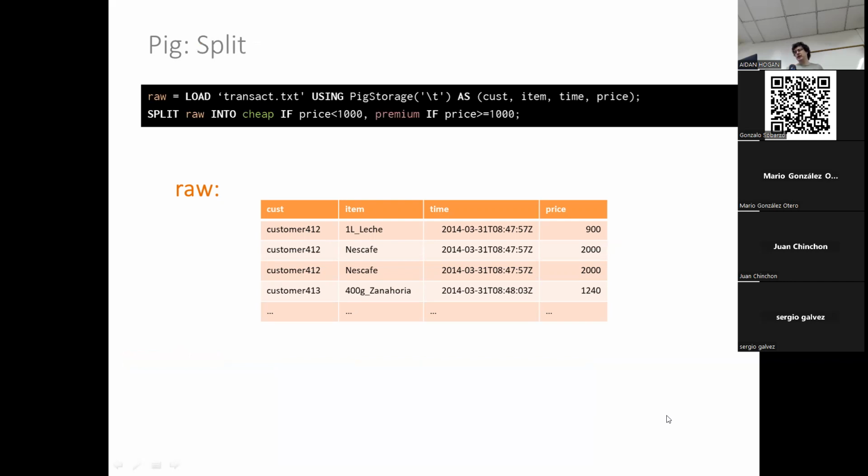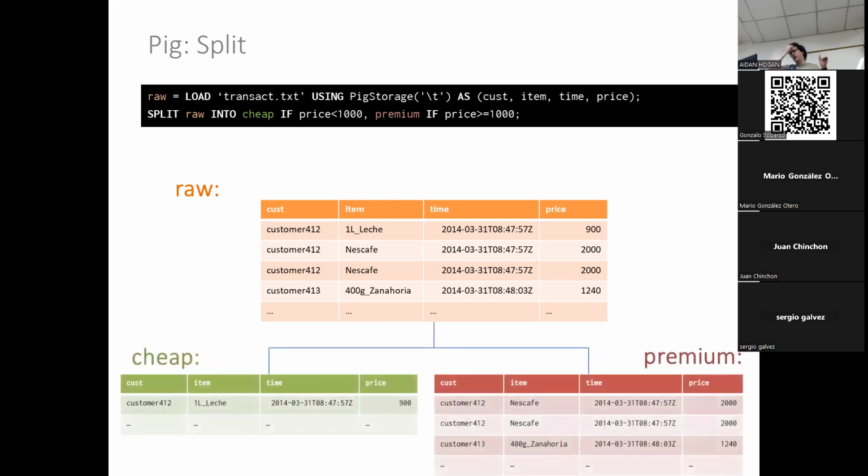Split is an interesting one. If we wanted to separate our data into 2 or 3 or 4 or however many parts, and analyze the different splits in different processes, we can use this split function. Split takes an input relation, raw in this case, and says we're going to split into cheap if price is less than 1000, which gathers all of the products priced less than 1000, and premium if price is greater than or equal to 1000, which creates this second relation of all the more expensive items. And we can do this for multiple things.